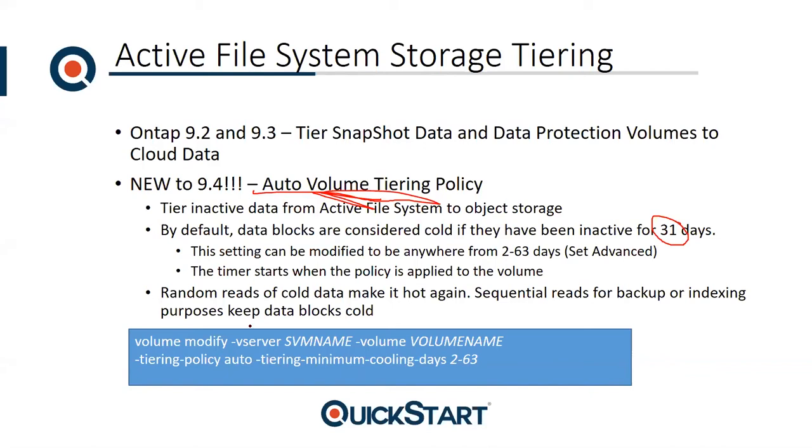And just because it's always fun to see how to do things both ways, here we have it in the command line as well. Now, by the way, to change the minimum cooling days, I love how long the name of that particular parameter is, the tiering minimum cooling days parameter, I actually need to be in advanced mode in order to change that. And I can only change that through the command line.